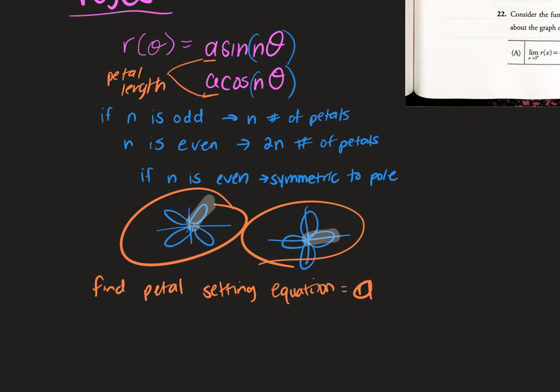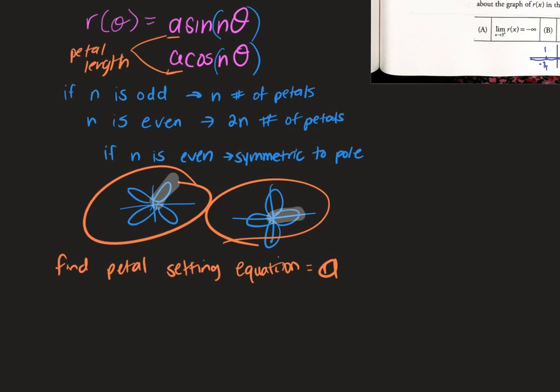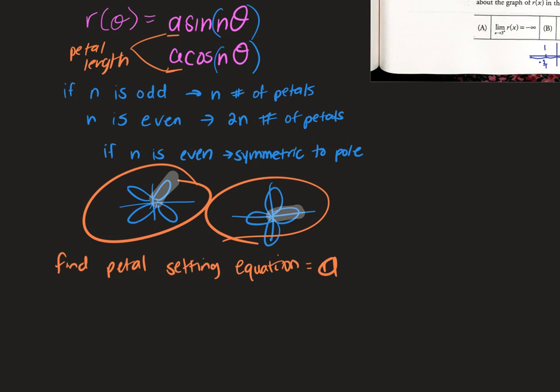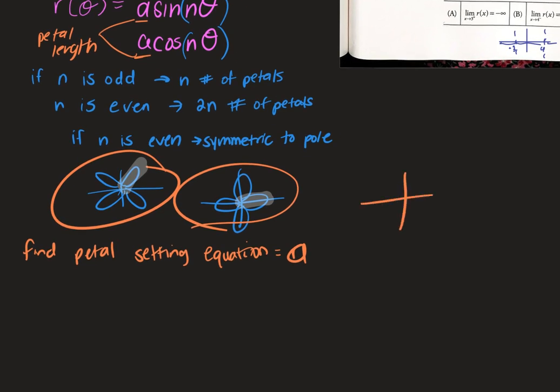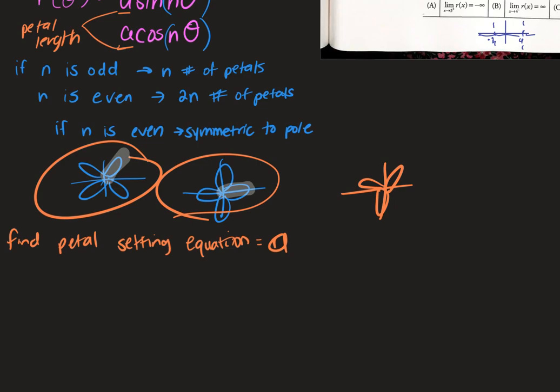Hadley. Which one's even, which one's odd? The one on the right. Those are both even. These would both be 2 theta. An odd one, let's say it had 3, would be like that. Or 5, it could have 5.